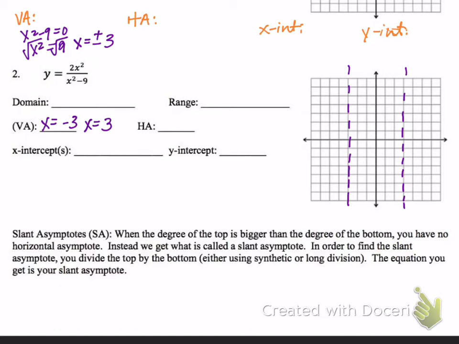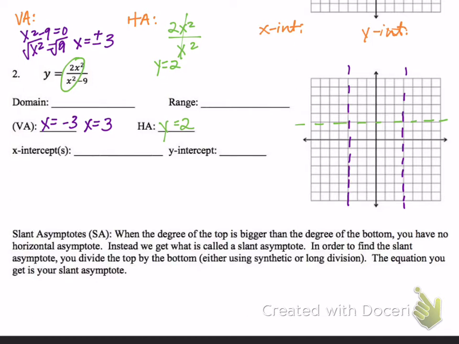Then my horizontal asymptote, I look at the degree. So I look at the top degree and the bottom degree. I have 2x squared over x squared. Are my degrees the same or are they different? They're the same, so they cross out, and I am just left with y equals 2 as my horizontal asymptote. So I'm going to put a dashed line at y equals 2.